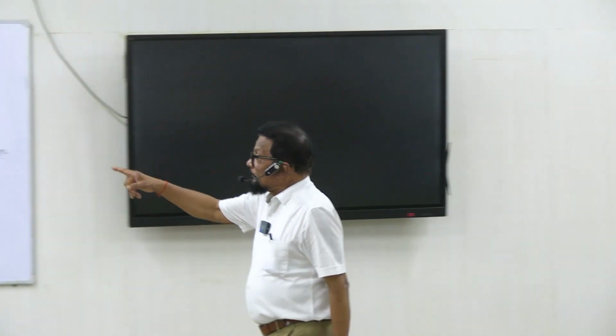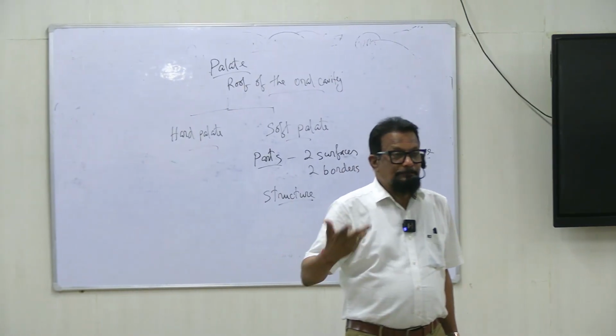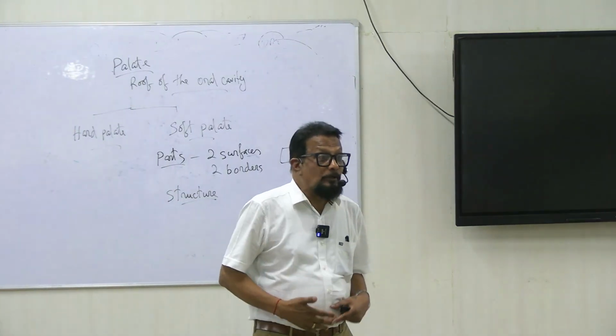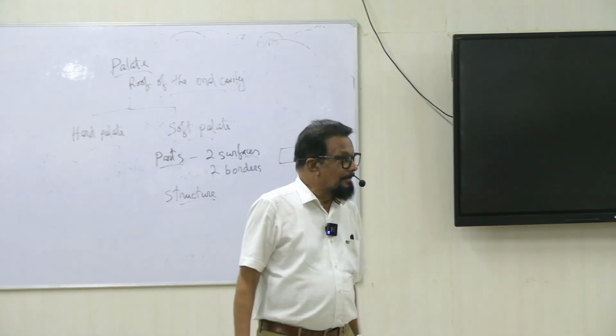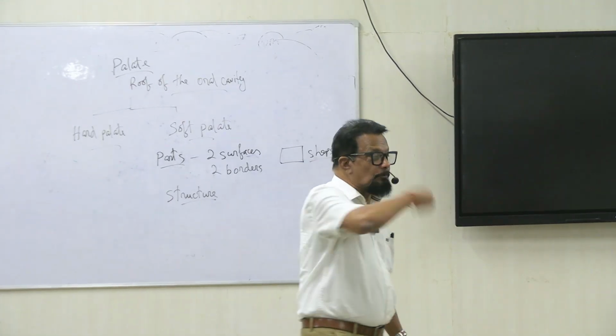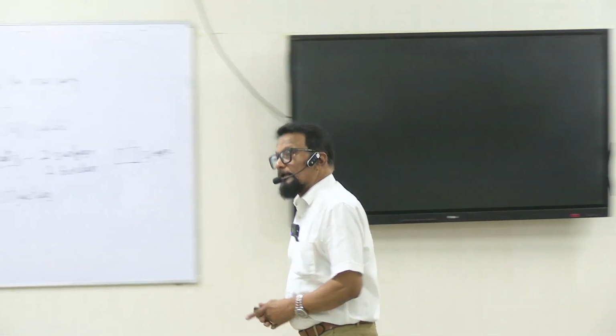And there may be polyuria. What is polyuria? The person is passing more than 2 liters of urine. That is because the ADH hormone is not working, so a lot of fluid is going out through urine. This is called polyuria.